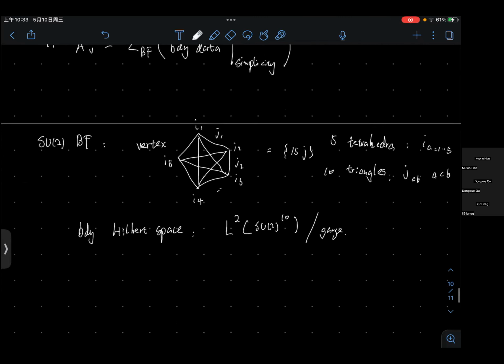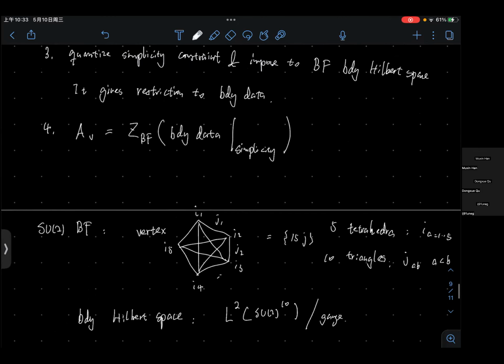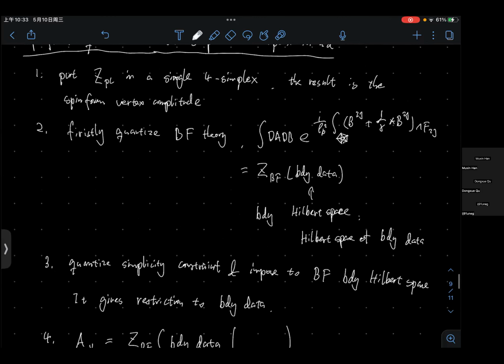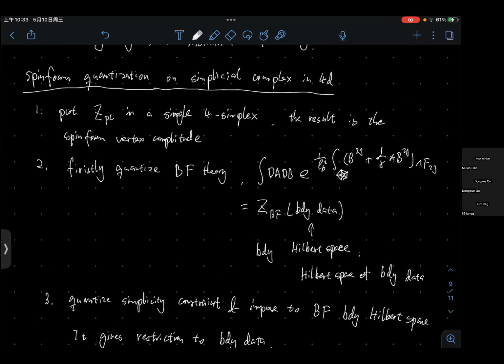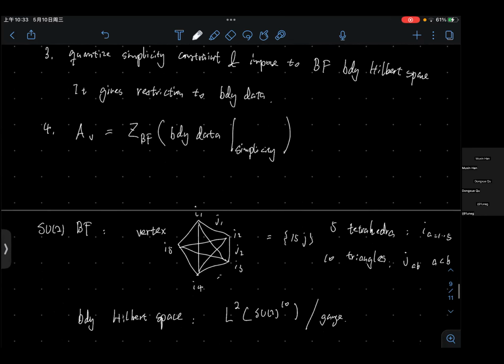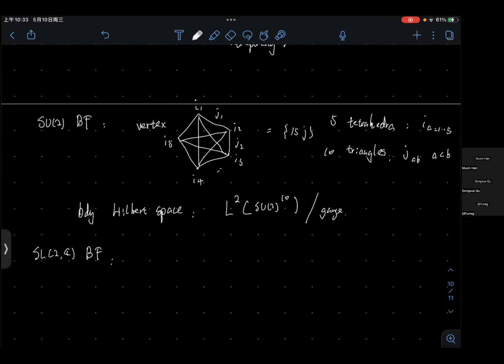So now let's upgrade to SL2C BF theory. It's completely analogous. The reason is that for gravity, or for Plebanski gravity, we are interested in SL2C-valued BF theory, but the structure is very much the same. The vertex amplitude is still the 15j symbol, because all the derivation we did last time applies to BF theory of any gauge group. But now these j's are no longer SU2 representations, but SL2C unitary irreducible representations. That's the only difference.